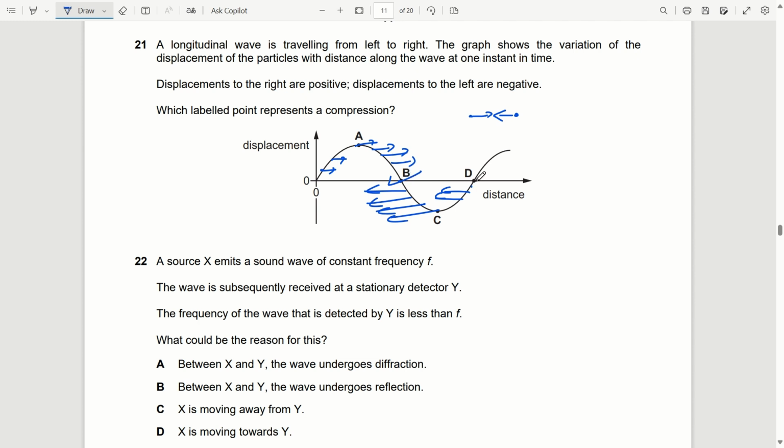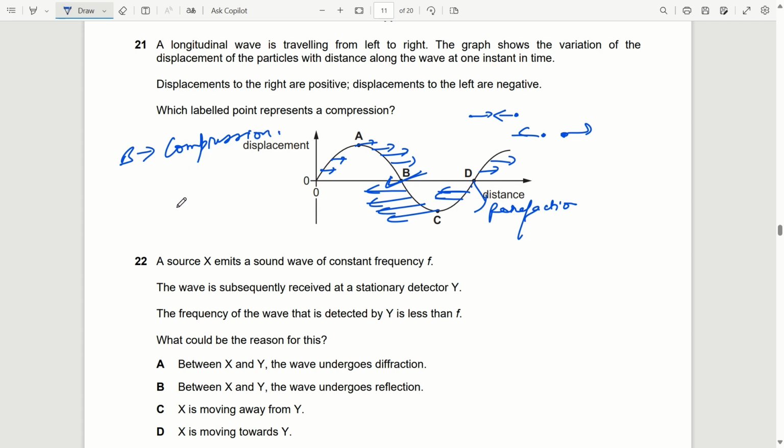In case of D, if you will see, these particles are moving towards left, and these are moving towards right, so particles are moving away from each other, so this will correspond to rarefaction. So option B is the correct one. B will correspond to compression.